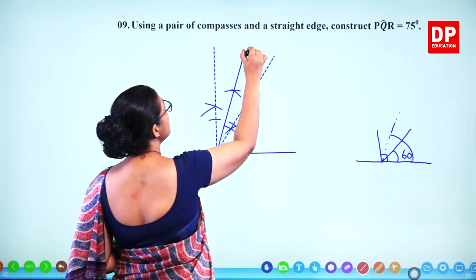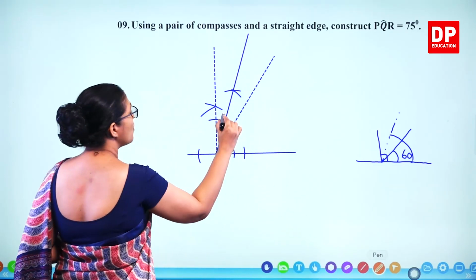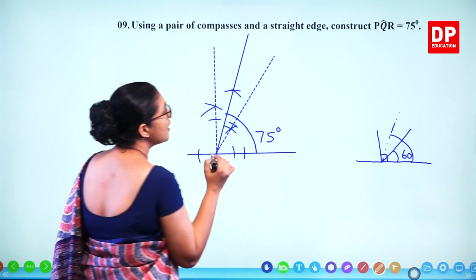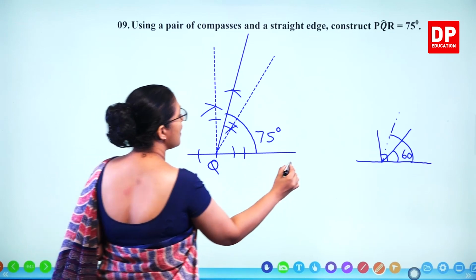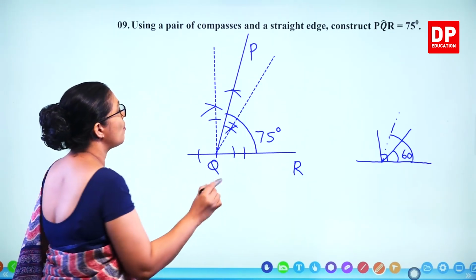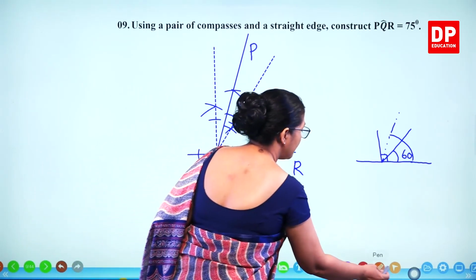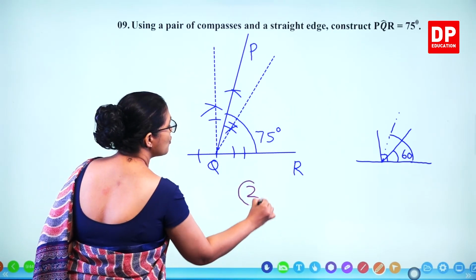So this is the 75-degree angle. This whole thing is 75. So we can label that PQR. So this is Q. I can put R here and P somewhere here. PQR angle is 75 degrees. So you get 2 marks.